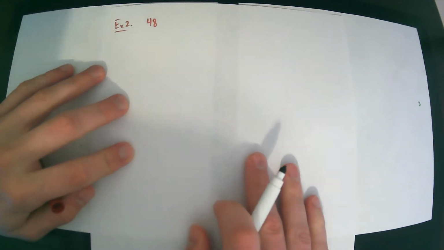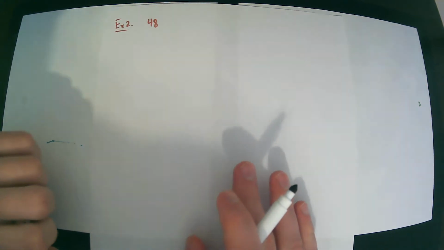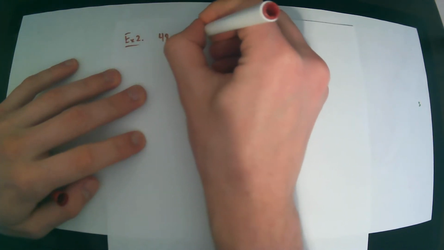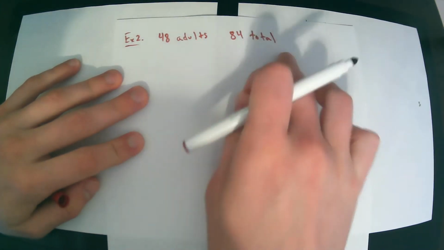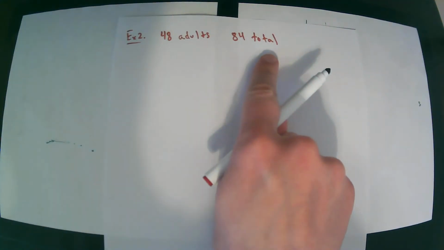Alright, example 2 from the notes says, if 48 of the 84 people who swim at the YMCA are adults, okay. So that's giving me 2 numbers here, each with units attached. 48 of the 84 people who swim at the YMCA are adults. That means that there are 48 adults, and there are 84 total. They're giving me two numbers with two different units attached there. They didn't specifically say the word total, but they say, of the people who swim at the YMCA, that implies total, or at least for a day or something like that.